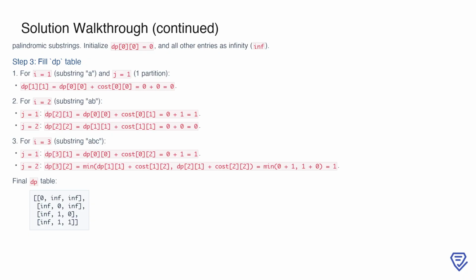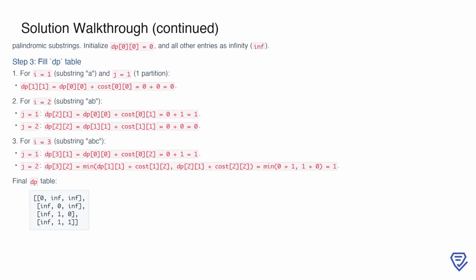For i equals 1, representing the substring A, and j equals 1, meaning one partition, the value of dp[1][1] is simply dp[0][0] plus cost[0][0], which equals 0 since no changes are needed for a single character. Moving to i equals 2 for the substring AB, when j equals 1, we calculate dp[2][1] as dp[0][0] plus cost[0][1], which equals 1 because the entire substring AB needs one change to become a palindrome. For j equals 2, where we split AB into two palindromic substrings, the value of dp[2][2] is determined by dp[1][1] plus cost[1][1], which is 0 since no additional changes are required.